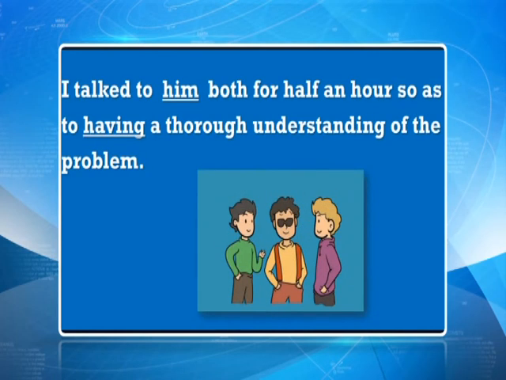Right, next sentence. I talked to him both for half an hour so as to having a thorough understanding of the problem. I talked to him, and we have both. Both means plural, two things, okay, or two persons. So I talked to them for half an hour so as to have a thorough understanding of the problem.